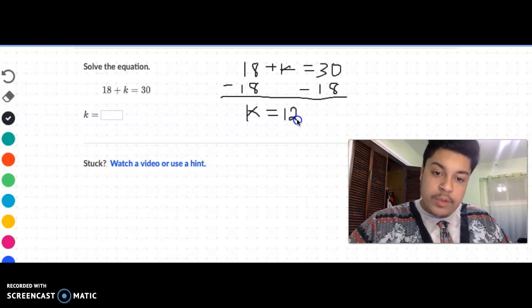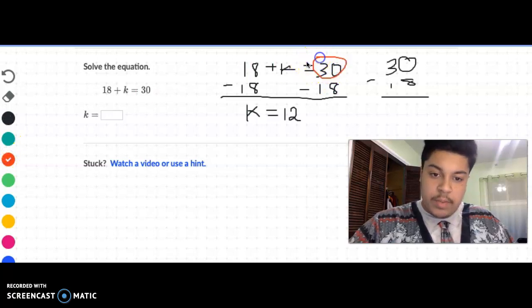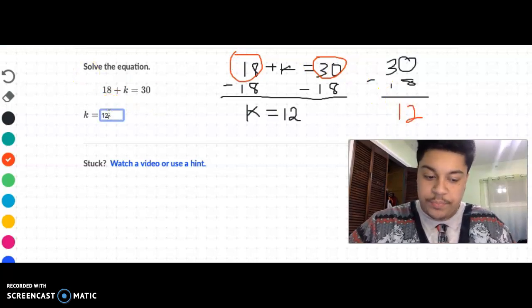Another way you could approach this is 30 minus 18. 30, that's right here, minus 18. You would also get the answer of 12. So k is equal to 12.